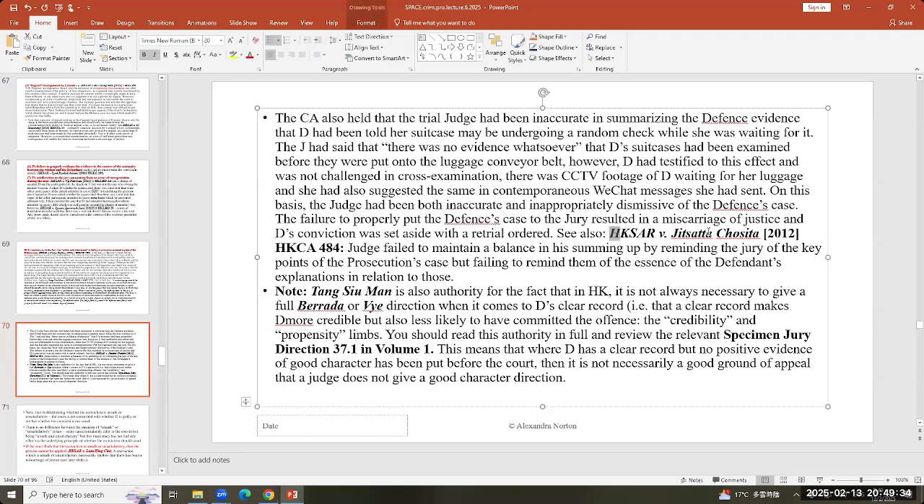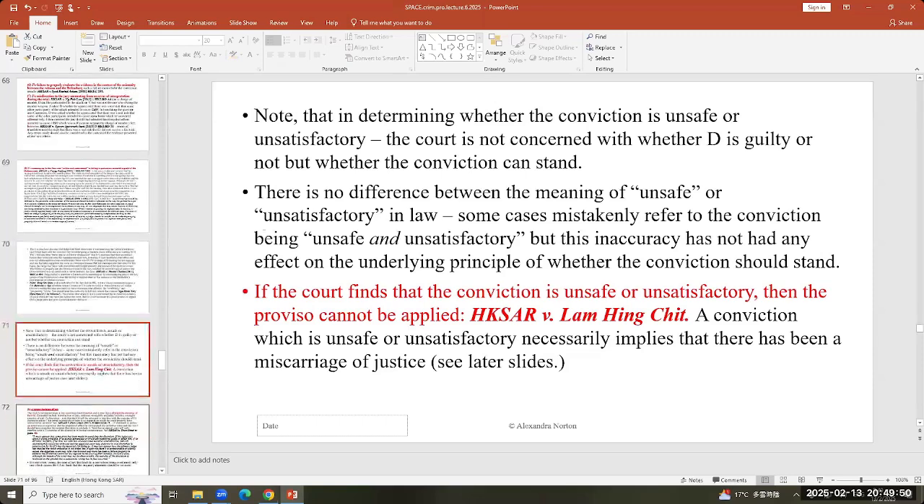And this case is generally considered one of the leading cases, Jitsata Shosita. The judge failed to maintain a balance in his summing up by reminding the jury of the key points of the prosecution case, but failing to remind them of the essence of the defendant's explanations.